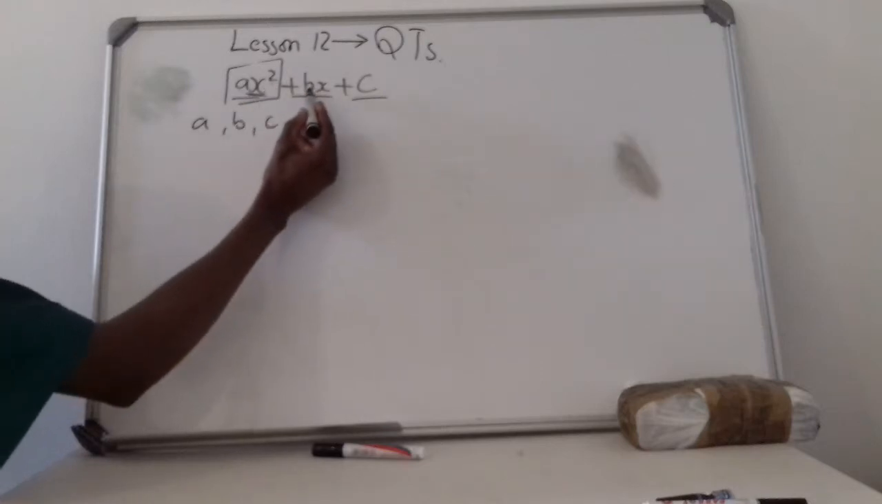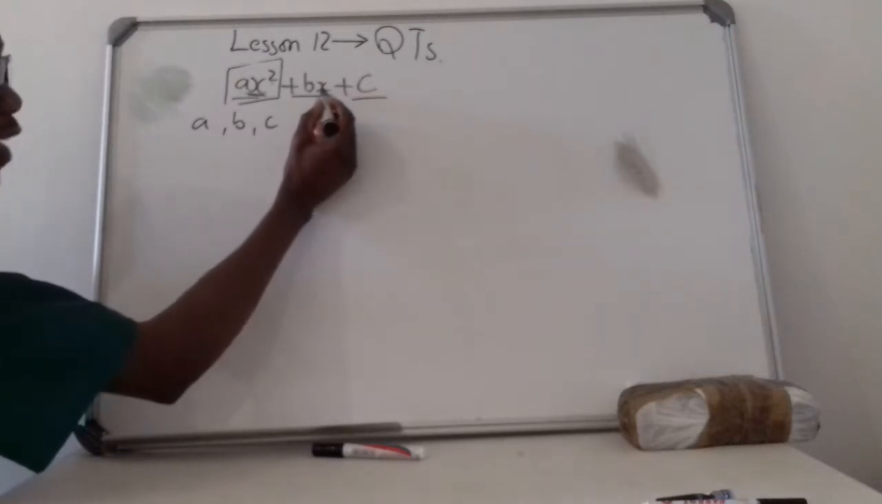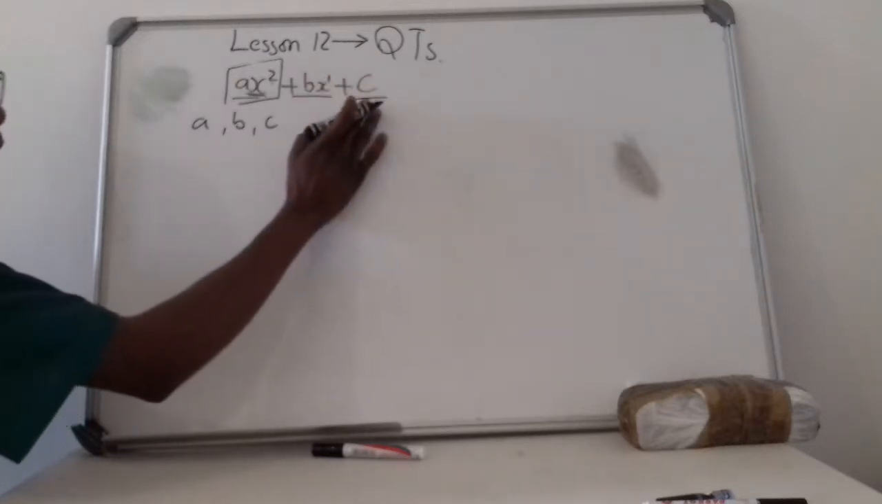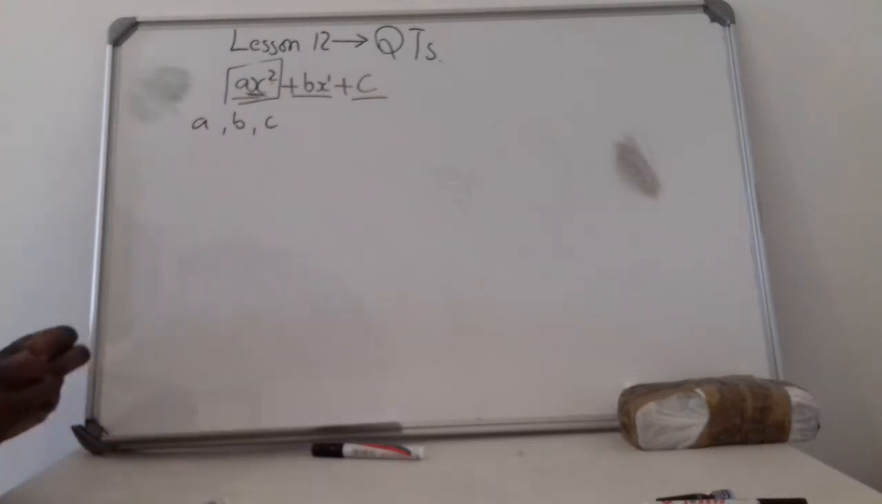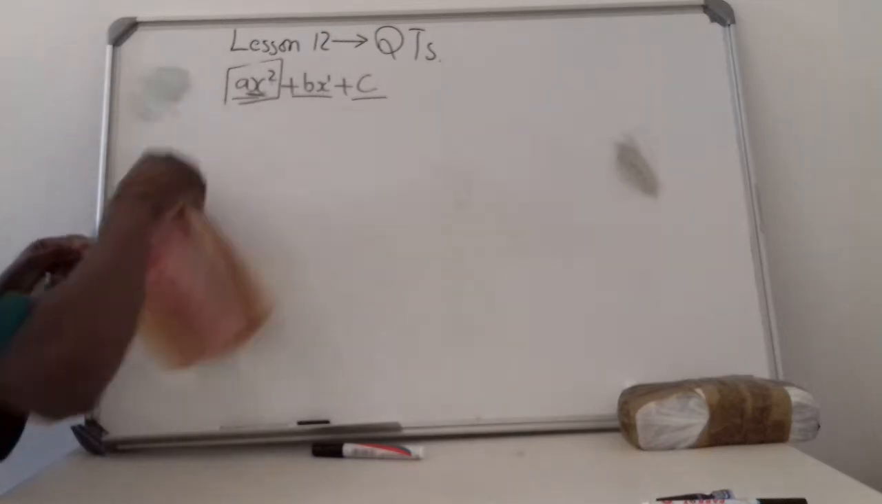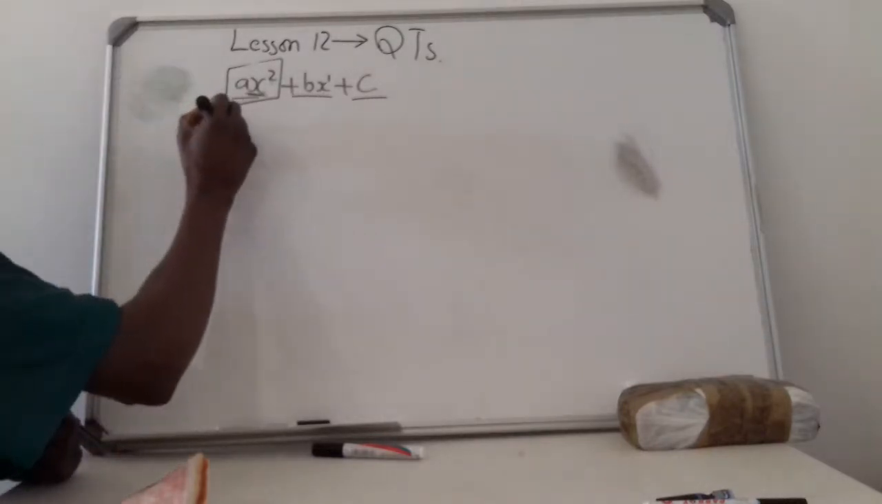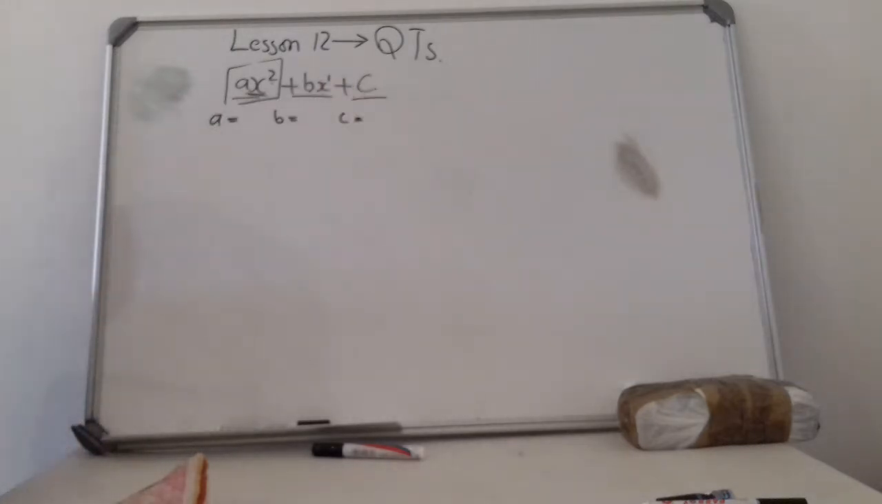The second term has a coefficient of b, which is a rational number, and then the variable x to an exponent of 1. And the c part has no variable, so it's just a whole number or could be a fraction. So now how do you factorize a quadratic trinomial? For you to factorize a quadratic trinomial, you need to always identify a, b, and c, the coefficients.